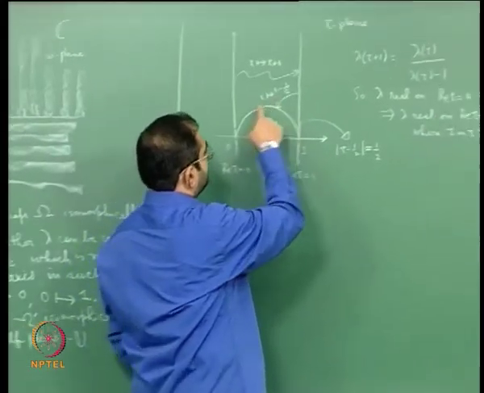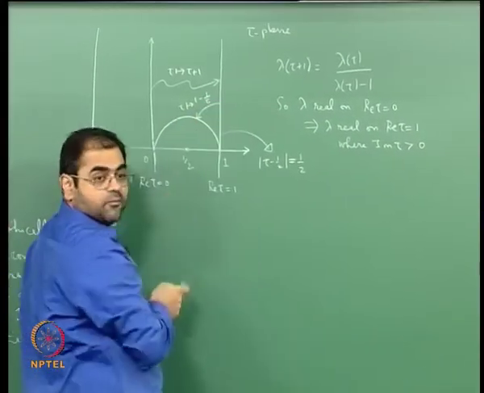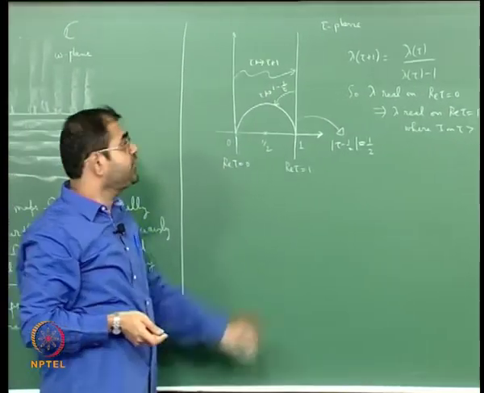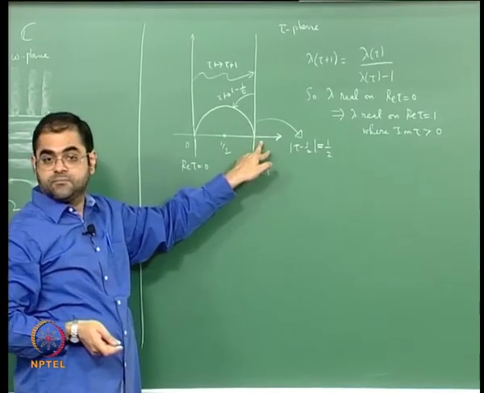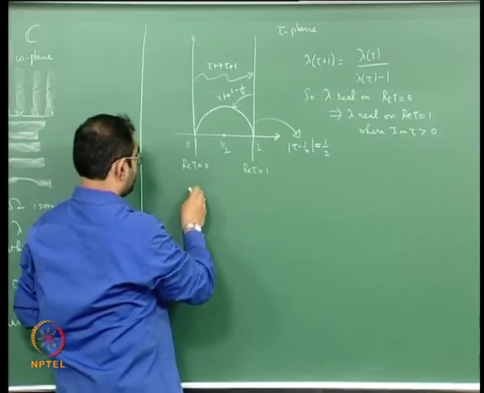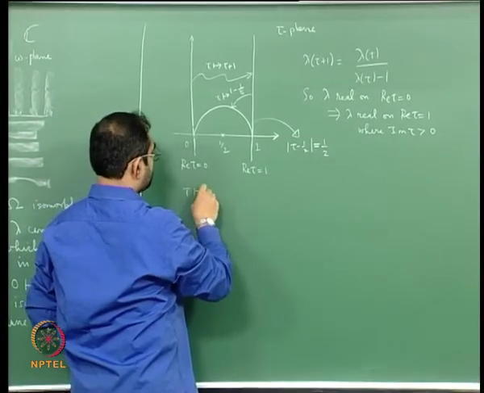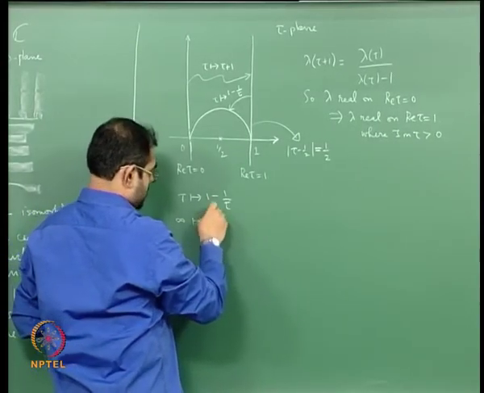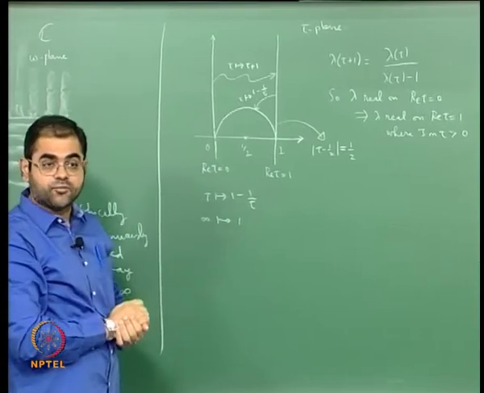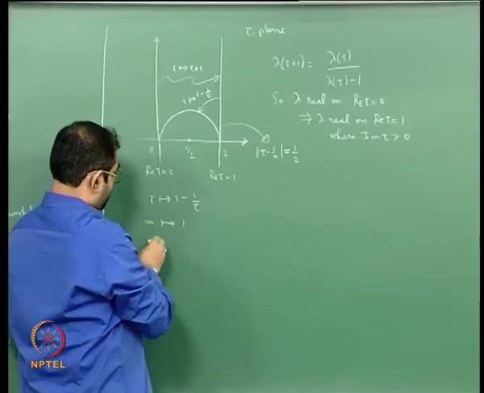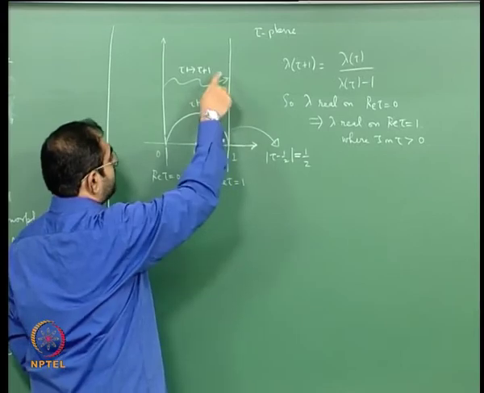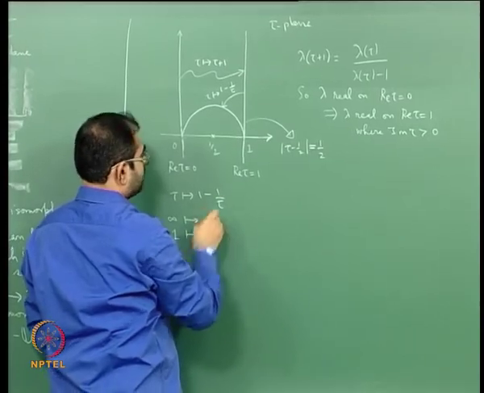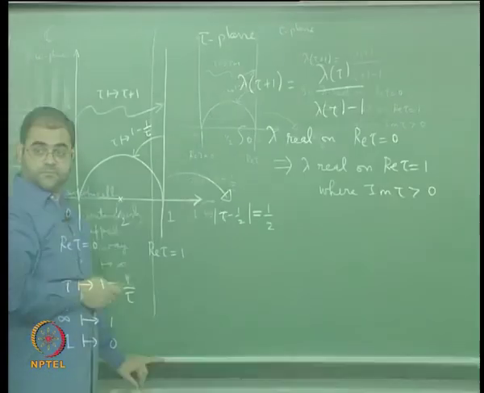So if you take tau going to 1 minus 1 by tau, and put tau equal to infinity, if you calculate this, the point at infinity goes to 1, alright. And then if I take the point 1, 1 goes to 0, okay.